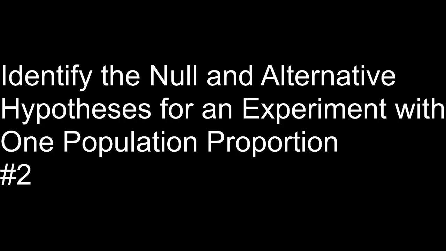This video is on the objective: identify the null and alternative hypotheses for an experiment with one population proportion. This is number 2, so hopefully you've seen the first video on this objective. I'm just going to go right into the problem you'll see from your Newton-Alta homework.